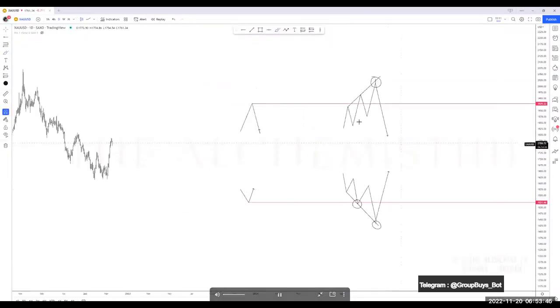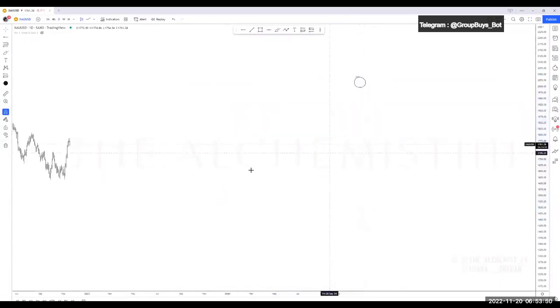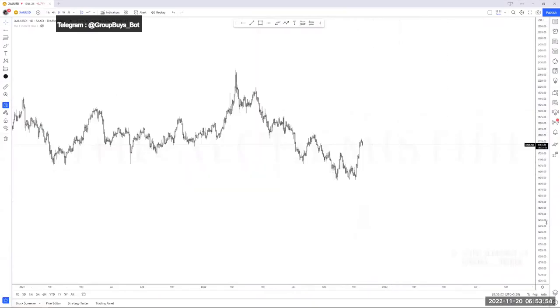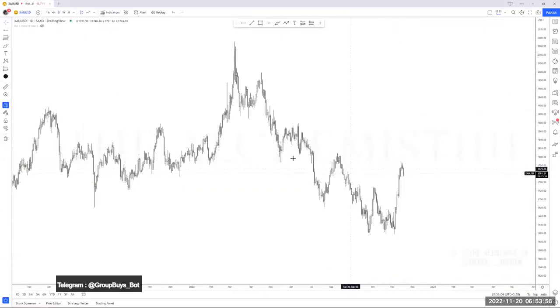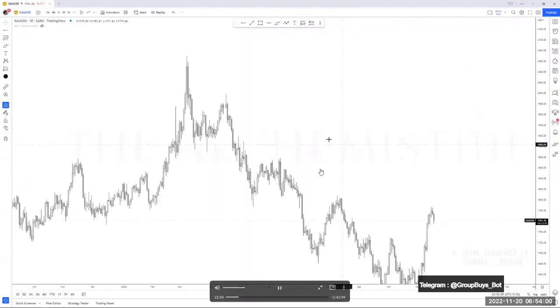Okay, so that's about the trend lines. Now, let me show you some examples of these trend lines. So first, let's look at these outer trend lines. Let's see. Yeah, here we go.